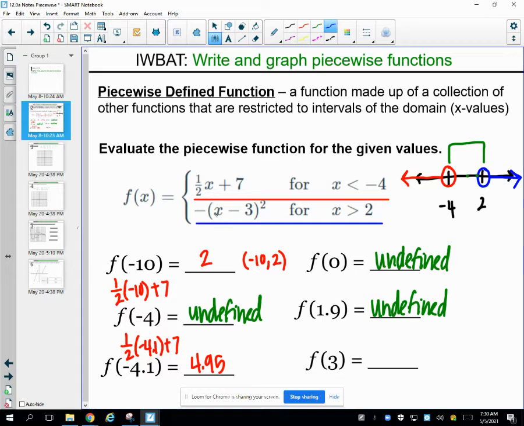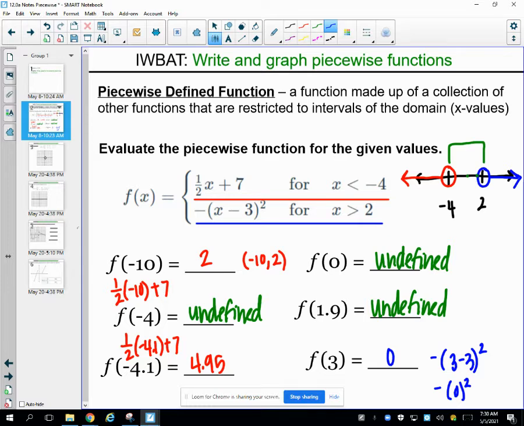And then 3 would plug into our bottom function because it is bigger than 2. So we would do 3 minus 3 squared. So 3 minus 3 is 0. Squared is 0. And then -0 is just 0. So that's how you would plug in given the actual equations here.